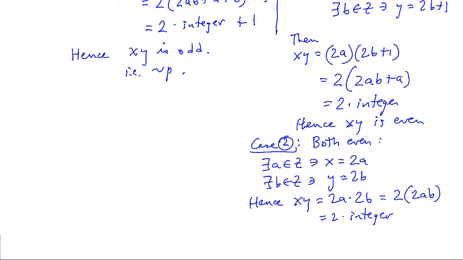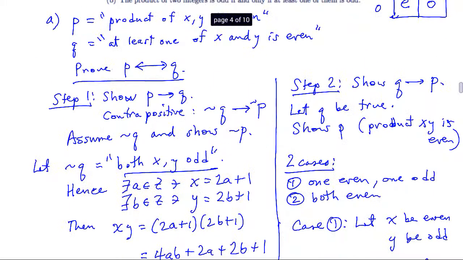and hence xy is even. Again, what we were trying to prove when we started here, we're trying to show that if q then p. p was that the product is even, and so I'm done with this one.